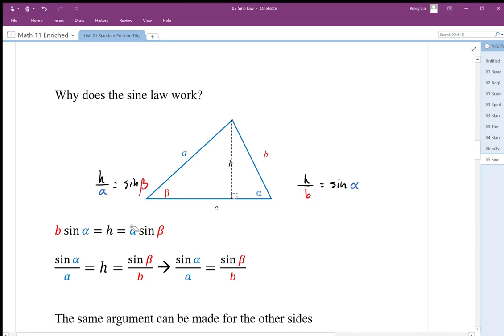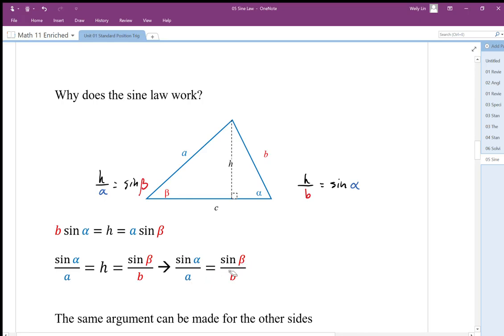Okay, so if these are equivalent to each other, then we can rearrange this and put the A with the sine alpha side, and we could put the B with the sine beta side, and then we end up with them both equaling the height of this vertical line, the height of the triangle. And we can then say that they are equal to each other.